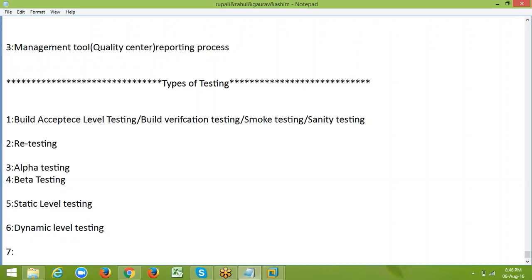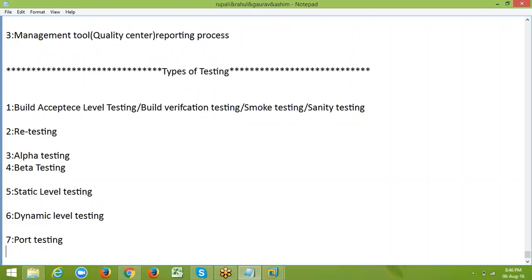So next one is port testing. Port testing means, while we are discussing models, I will explain you port testing. So this is what they are doing once the project is developed and it is quality tested, we are going to release it to the client, right or not?